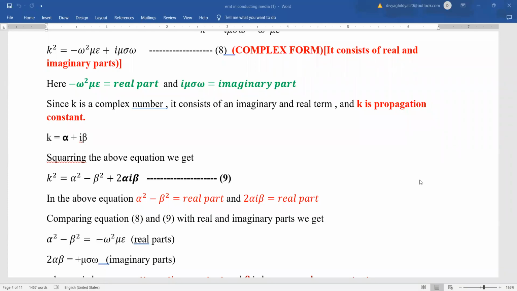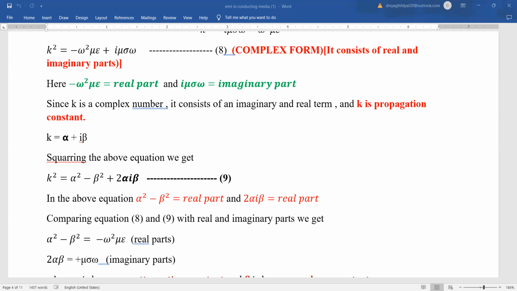Hello students, in continuation with my lecture on the topic propagation of electromagnetic wave in a conducting media, we have studied that in a conducting media, the electromagnetic wave decays exponentially first. The charges are supposed to be zero when we are discussing conducting media, and the propagation constant vector is complex in nature, consisting of real part and imaginary part.